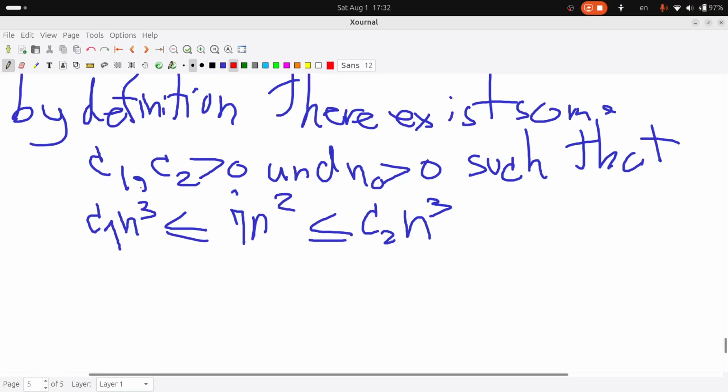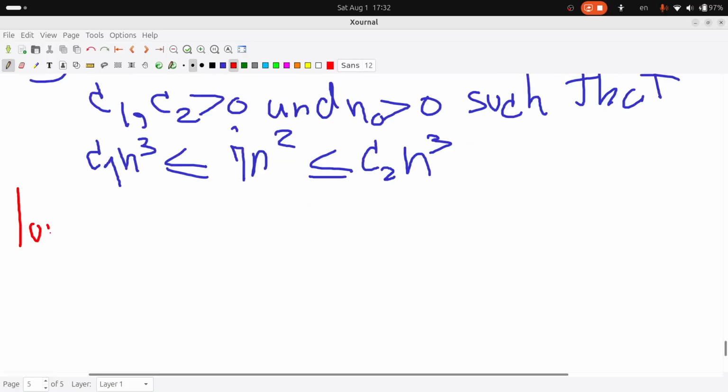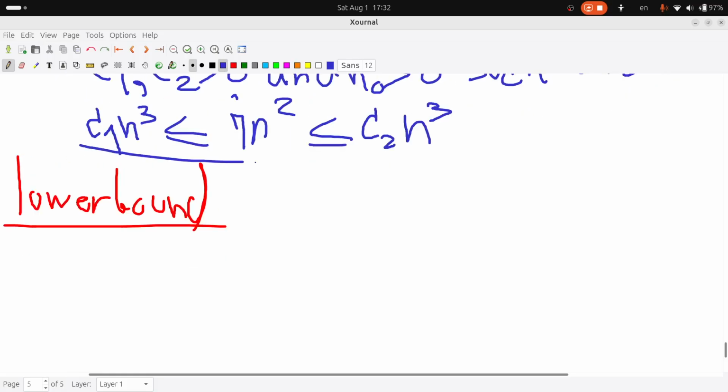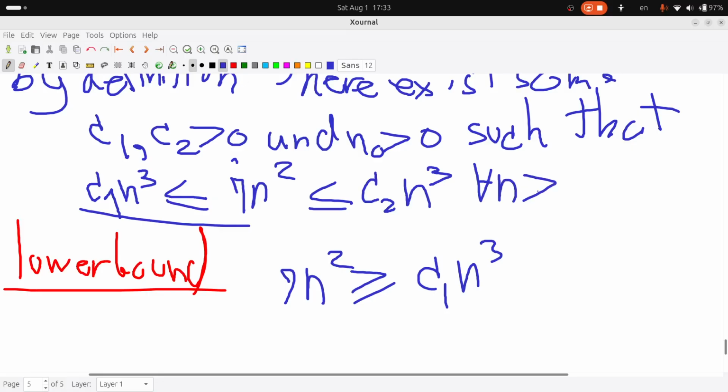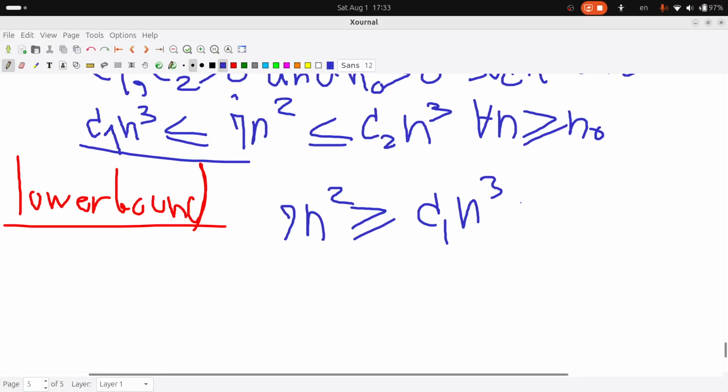We do the same as in the first and second problems. The first is the lower bound, right? We have to find the constant c and the starting point. So for the lower bound, c1 n to the power of 3 is less than or equal to 7n squared. We have to prove this, or we write it the other way: 7n squared is greater than or equal to c1 n to the power of 3. Don't forget to specify the starting point.